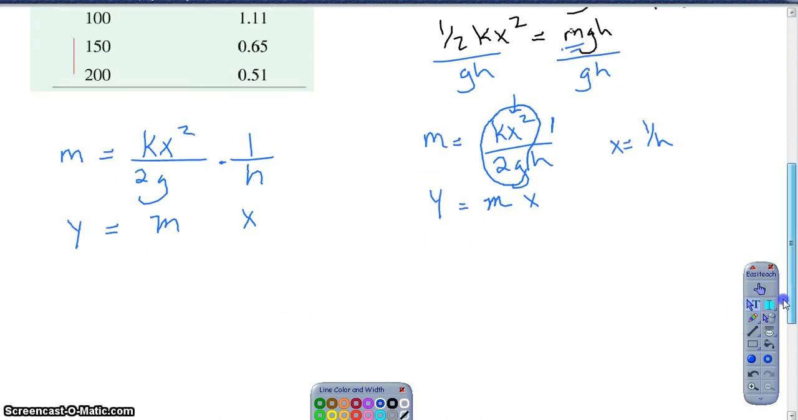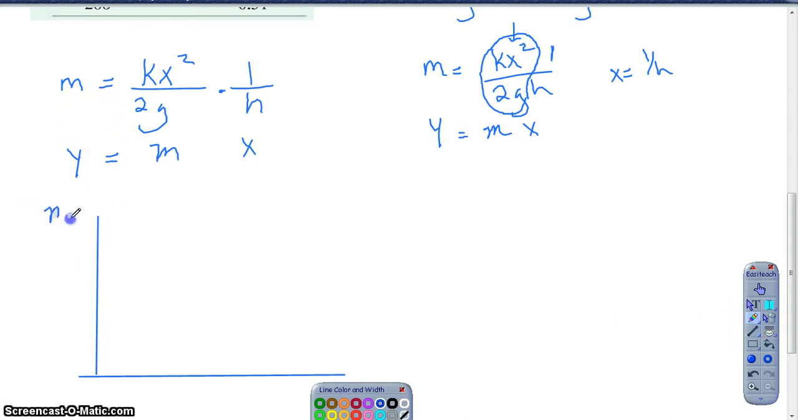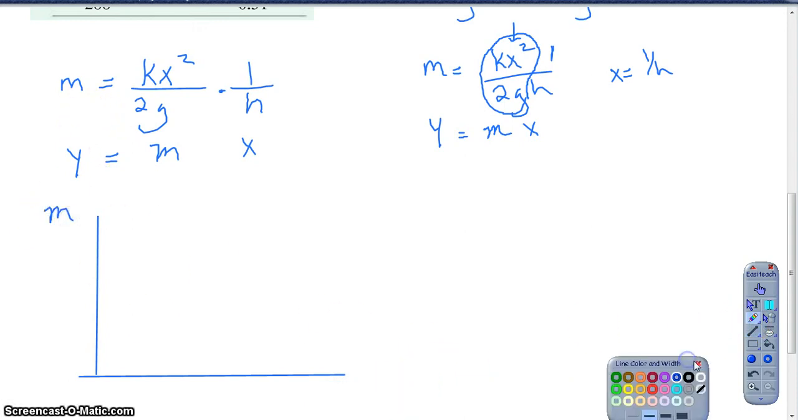So how do I use this information to help me solve for k? Well, I know k is part of my slope. So I'm going to take this equation and graph it in terms of my y value. What am I using to represent my y value? My mass. And what's representing my x value? It's 1 over the height, so it's 1 over h.